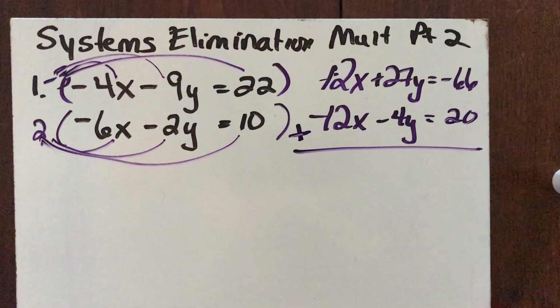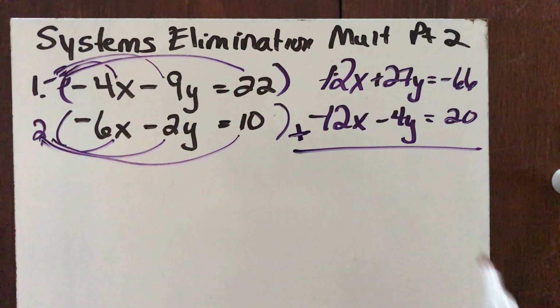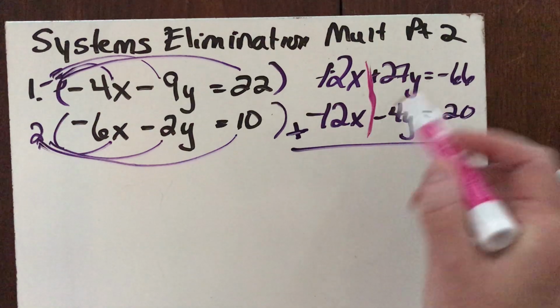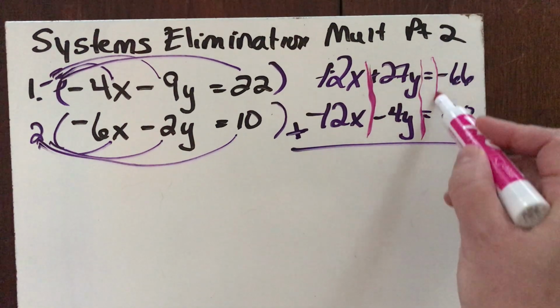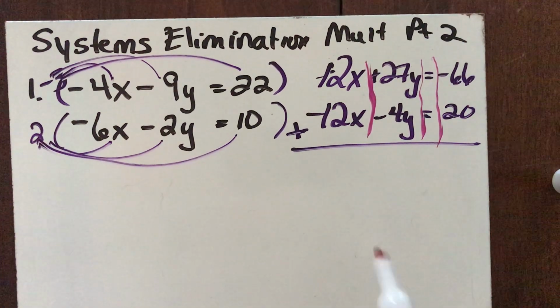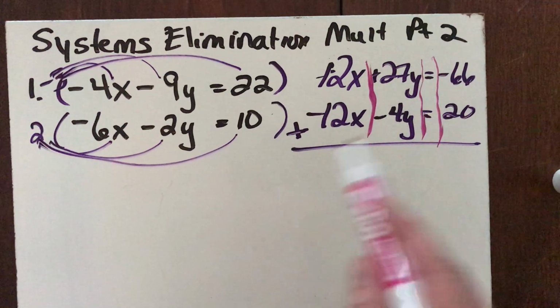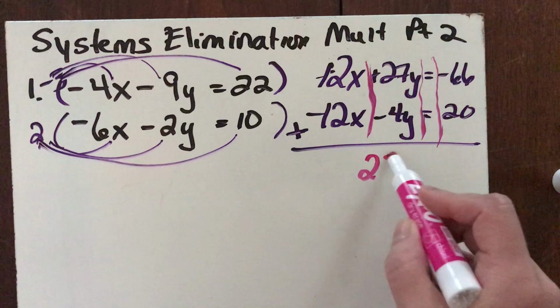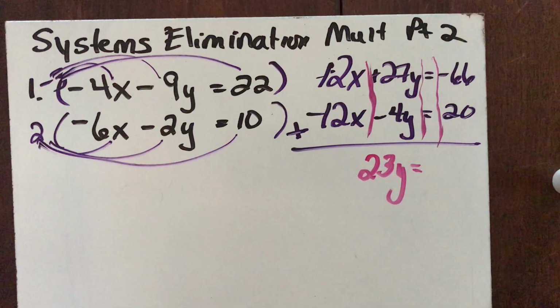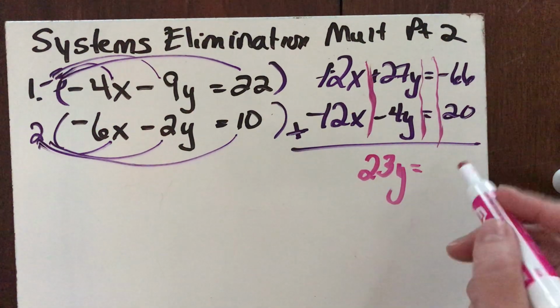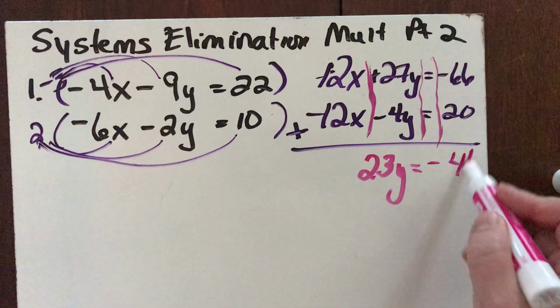I draw my bar and I add together my columns. You don't have to do this if you don't want to, but I'm just trying to show you guys how you add them together. 12x plus negative 12x, gone. 27y plus negative 4y, well, that's going to be a positive 23y. Negative 66 plus 20, that's going to be a negative 46.